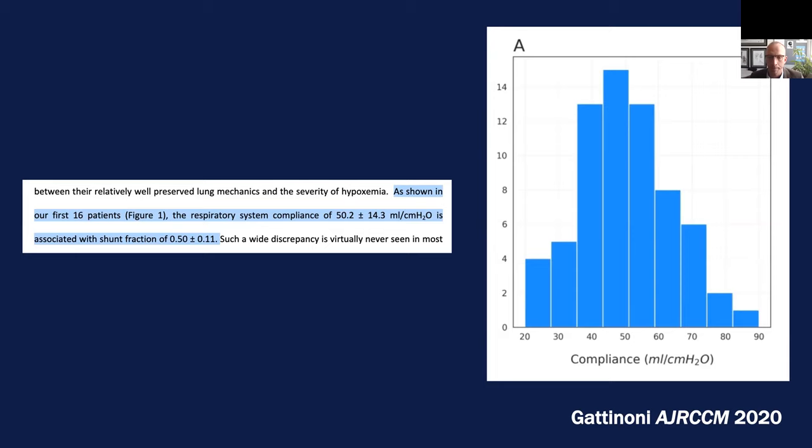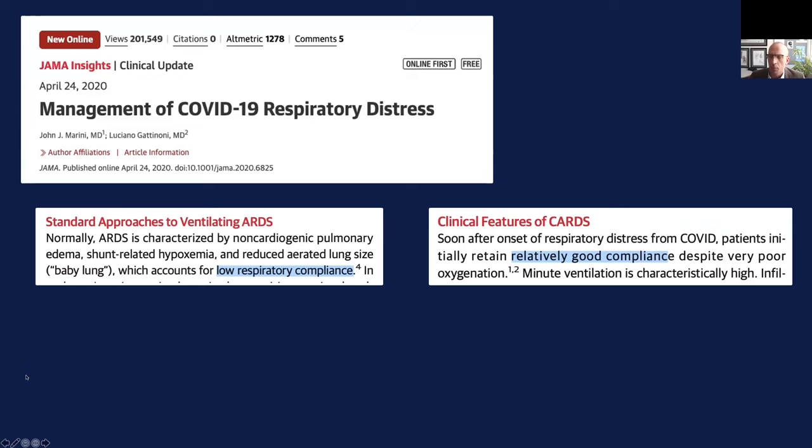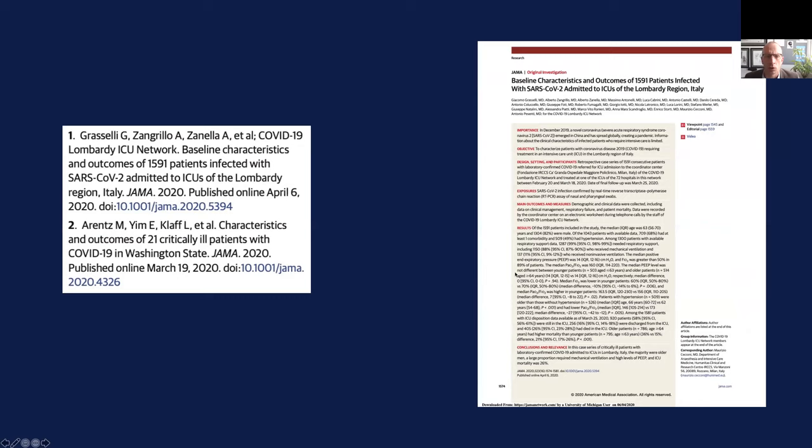Secondly, in his big JAMA paper, when he says here that COVID patients have relatively good compliance despite very poor oxygenation, there's 2 references cited, 1 and 2 here. If you do what you should do, which is actually read those references, you find that they don't support that claim at all. The first one is a report out of Italy from JAMA that literally did not report patients' compliance. It didn't have anything about respiratory mechanics in it.